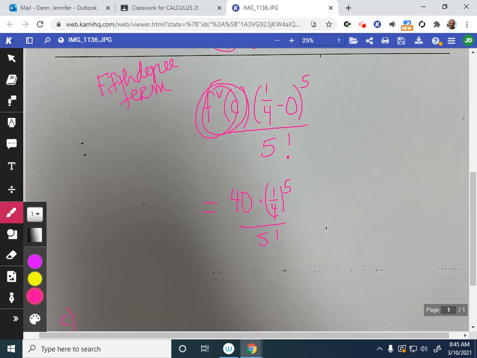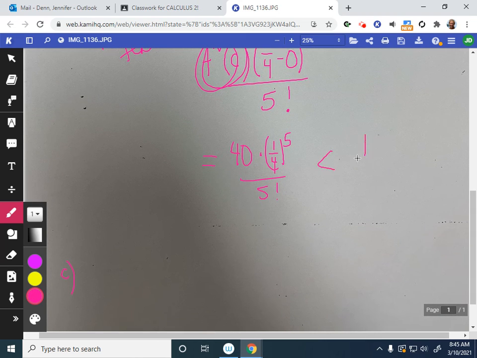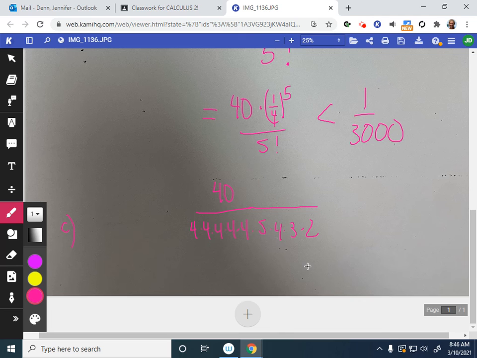We want to show that the number we have come up with for error is less than 1 over 3,000. So let's compute this. Let's see. So I'm going to have 40 over a 4, a 4, a 4, a 4, a 4, a 5, a 4, a 3, a 2. I'm just seeing if I can reduce this a little bit, because this is no calculator. So what would I do if I didn't have a calculator? I would try to at least reduce this a little bit. So 4 goes into 40 10 times, 5 goes into 10 2 times, 2 goes into 2 once. So this reduces to this.